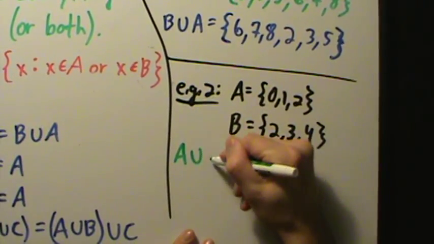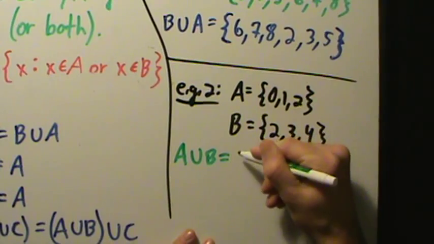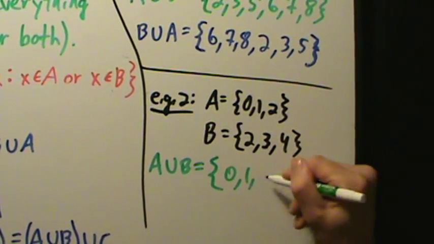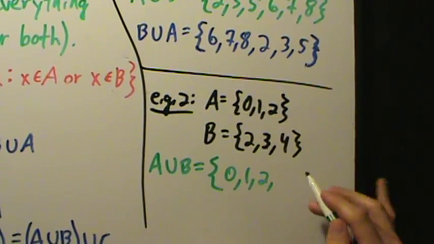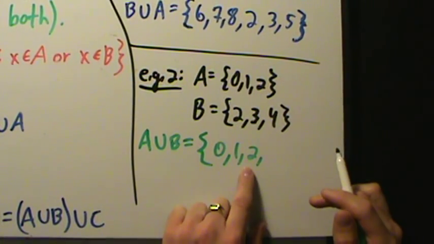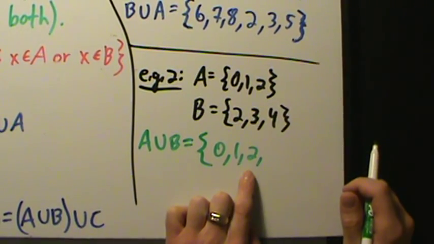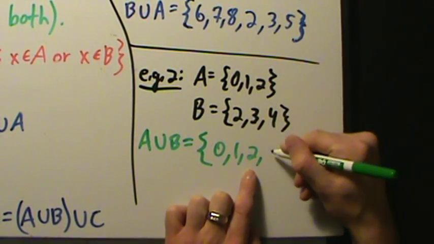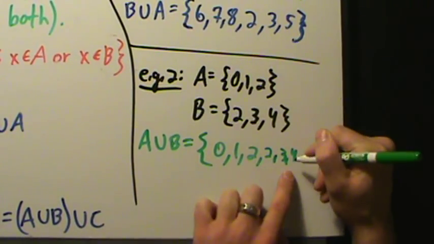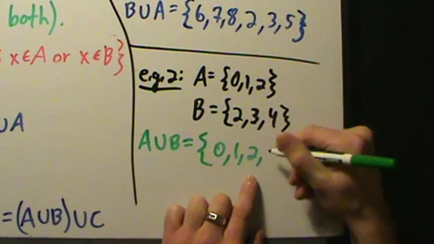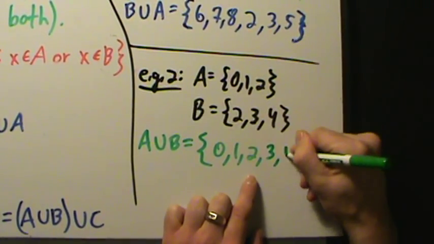So what's A union B? Okay, how's that going to change how we do things? Well, what's in A? 0, 1, and 2. What's in B? 2, 3, and 4, but we already listed 2, so we do not list it again. Okay, so it's actually a requirement that you only list it once. So if you say 2, 3, 4, that's actually wrong. You do want to be very careful about that. So since you already listed 2, do not list it again, only list it once.